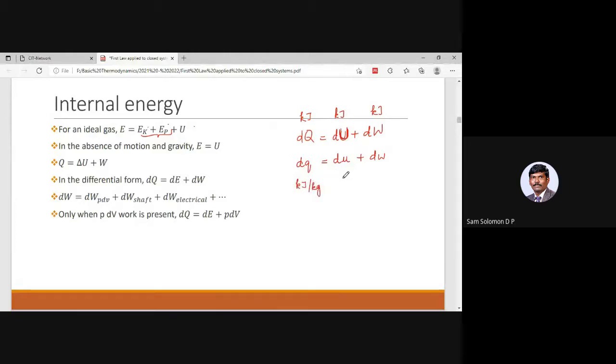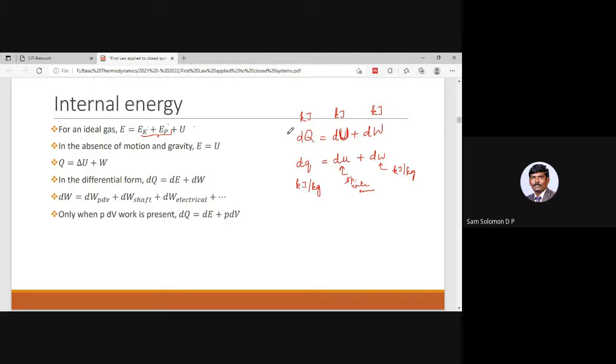Specific. You should not call this specific heat. You should call this heat transfer per unit mass. And this is specific internal energy. And this one is also in kilojoule per kilogram. And this is work done per unit mass. So everything is per kilogram. So in thermodynamics, you have to be careful when you use the capital letters and the small letters. Whenever we use small letters, that means that particular variable has been divided by mass.